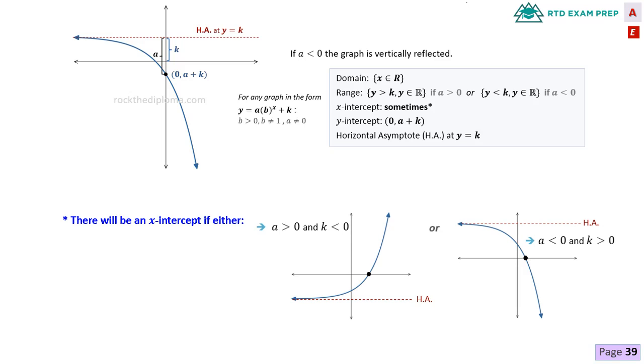It's worthwhile to discuss this reflection in the context of an x-intercept. An exponential function typically doesn't have an x-intercept. However, there are two cases in which it will. If the graph has a positive a value, meaning it is above the horizontal asymptote, then if we shift the graph down, it will now cross the x-axis and have an x-intercept. Or, if our a value is negative and our exponential function's graph lies below the horizontal asymptote, then if our k value is positive and we move the graph up, it will cross the x-axis. In the case where a and k are both positive, or a and k are both negative, there will be no x-intercept.